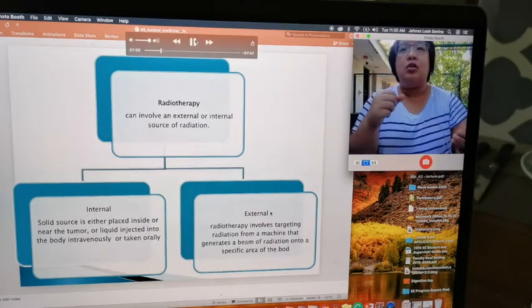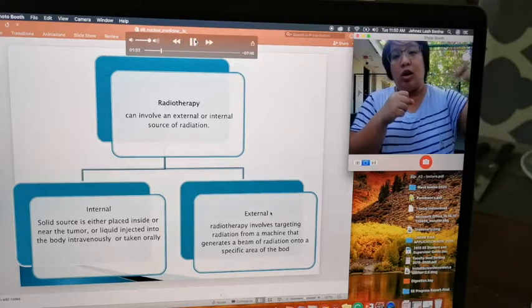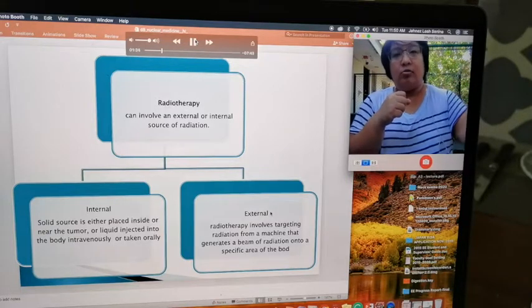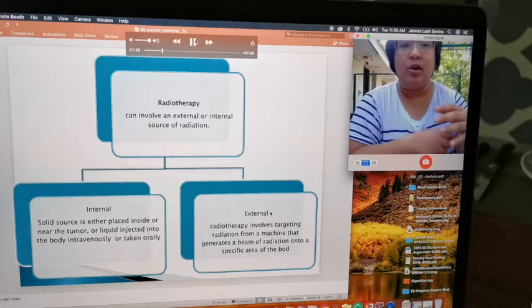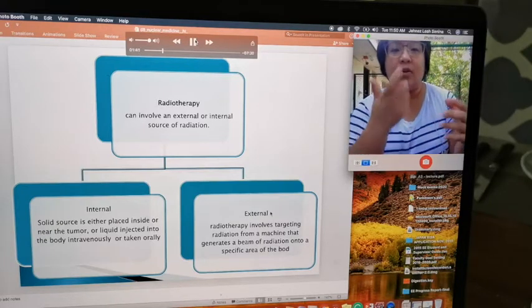Now, external radiotherapy, as the name implies, is external. So you subject your body to ionizing radiation. The radiation then kills the cancer cells inside the body, or a specific area inside the body that you want to target.